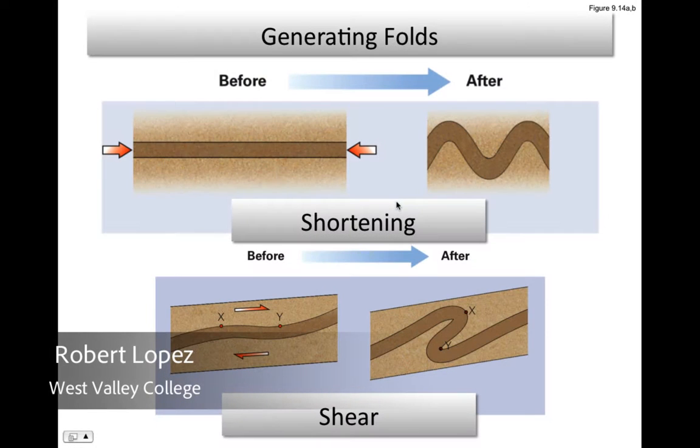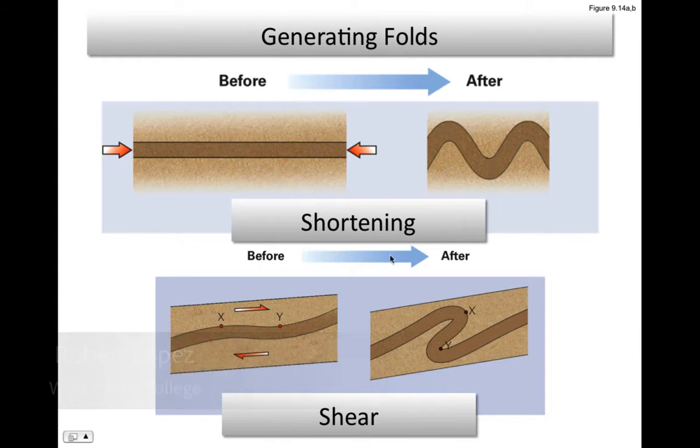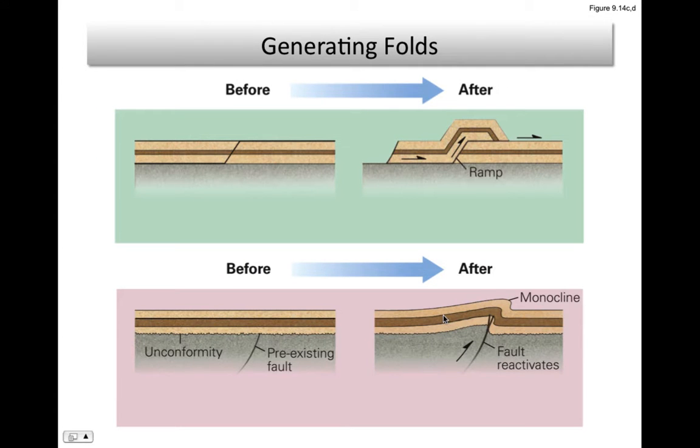Most folds do occur with shortening or compression, right? So we see the folds here, anticlines and synclines. We could have shear forces that can develop some folds. So here's a shear fold. We could also generate folds at convergent margins where crust is forced over the top of other crust.